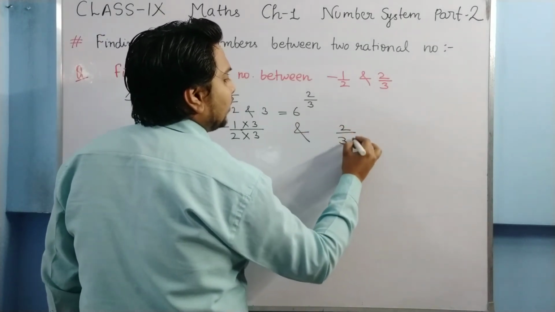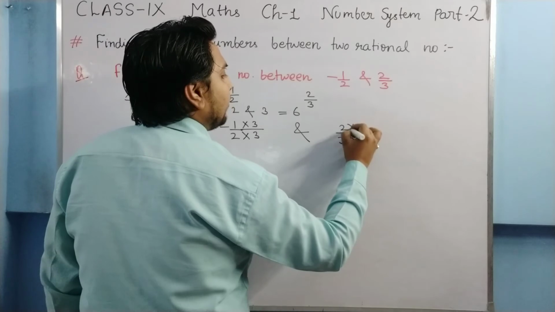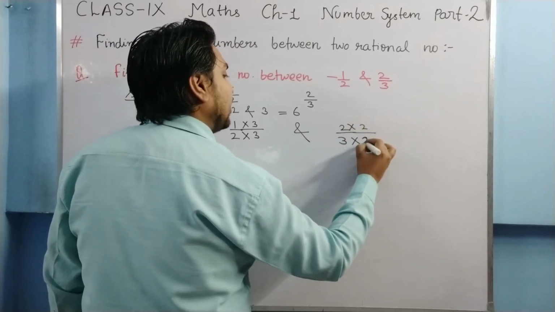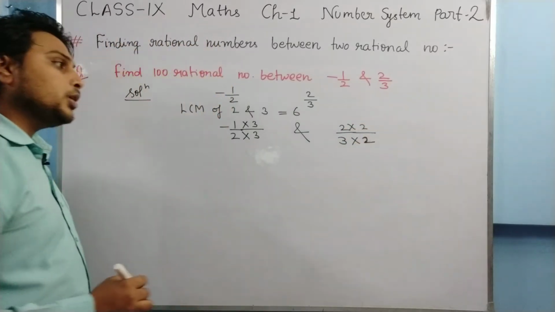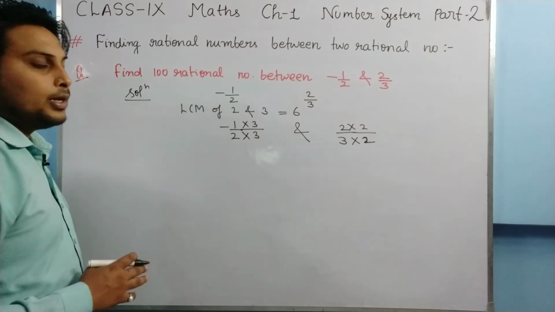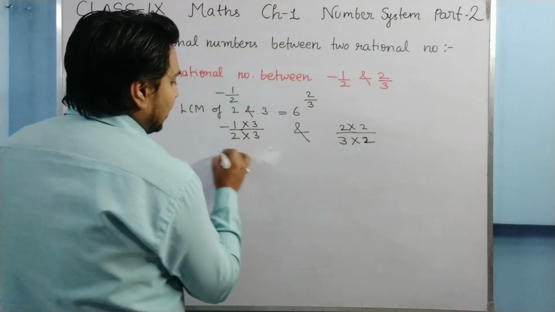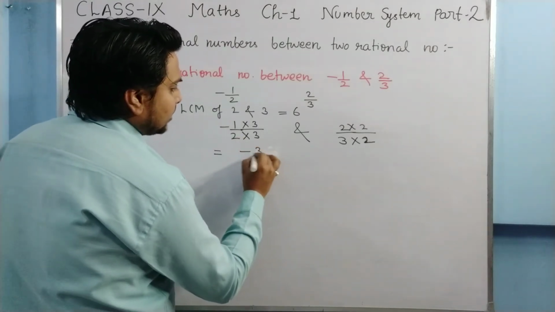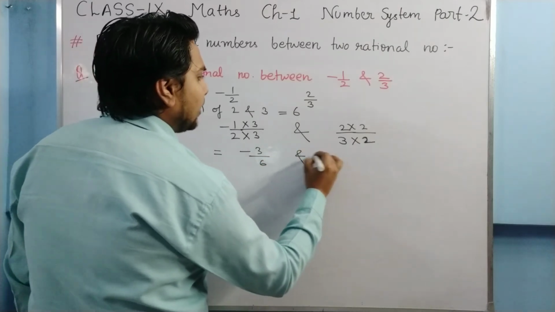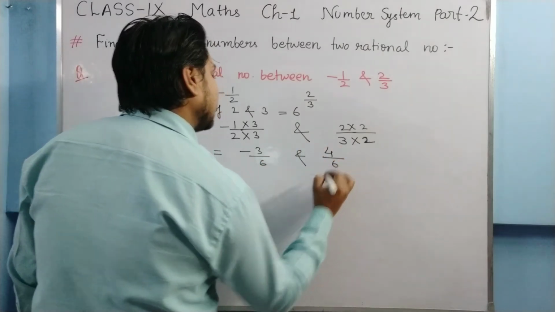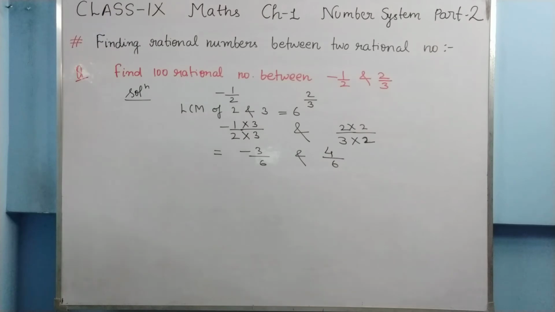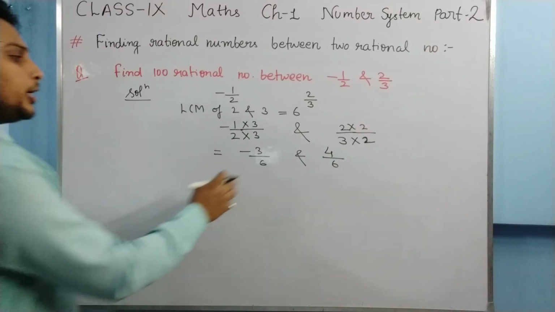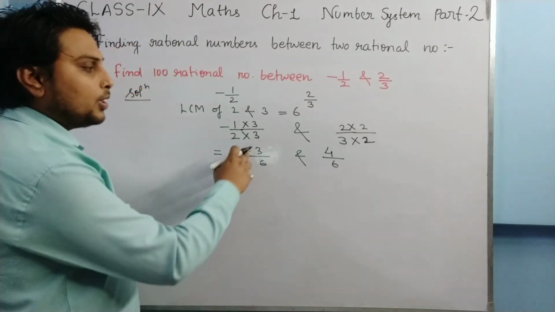To make the denominator as 6, what we have to do? We have to multiply it by 2. And if we have multiplied 2 in the denominator, we have to multiply in the numerator also. So it will be minus 3 upon 6 and 4 upon 6. Okay, minus 3 upon 6 and 4 upon 6. Now the denominators are equal. You can compare the numerator.